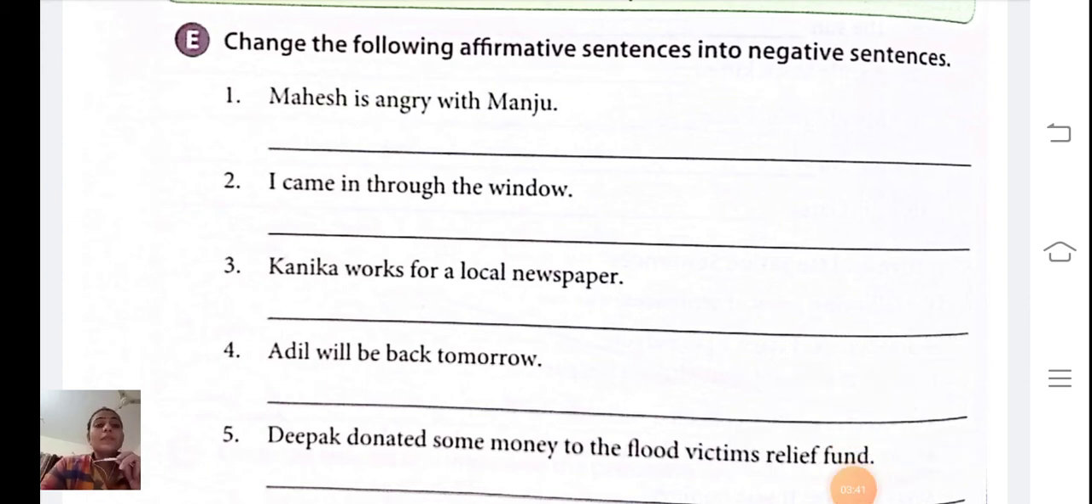Fourth one. Adil will be back tomorrow. It is very simple, students. Adil will not be back tomorrow. We have two verbs here, a helping verb and an action verb. So we have to put not after the first verb. Adil will not be back tomorrow.